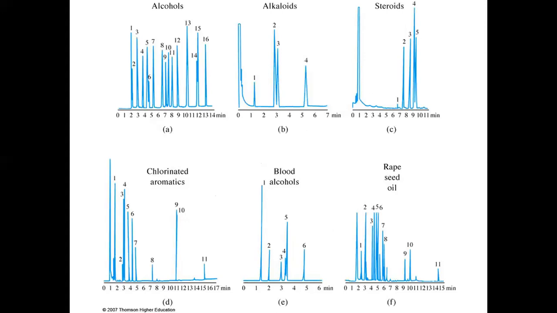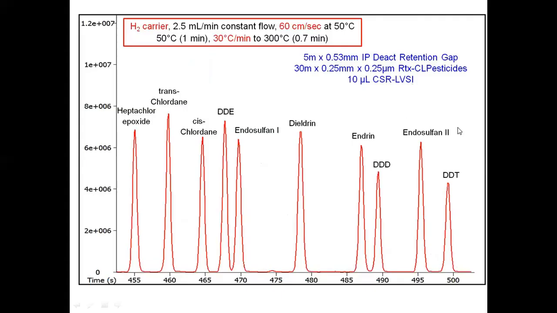And similarly, these are the different chromatograms obtained for the separation of say 16 compounds, 4 compounds, 5 compounds, 11 compounds, 11, 6. So fluorinated aromatics can be determined, blood alcohols can be determined, rapeseed oil can be determined, 16 different alcohols can be determined, steroids can be determined, like this. So chromatographic technique is very, very useful.